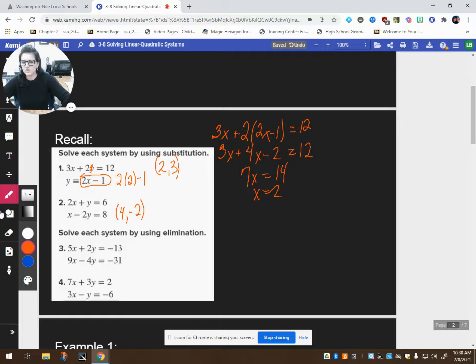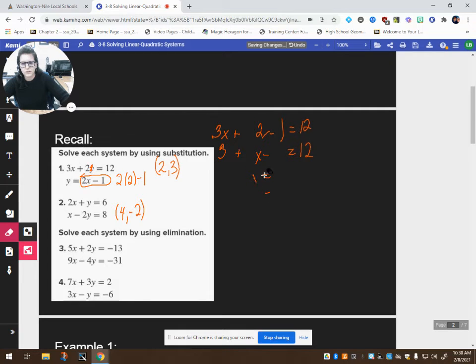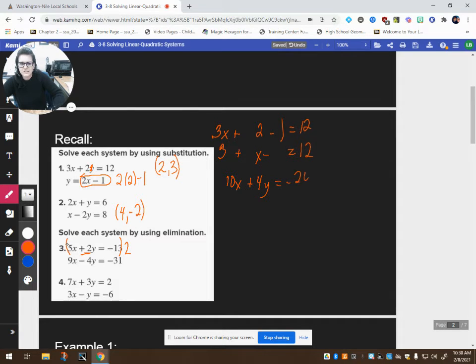Okay, and now we're going to look at this one, solving using elimination. So how do I solve using elimination? Well, we've got to get one of the variables to eliminate. So anyway, we want to eliminate one of the variables. When I'm looking at this, I see really quickly, if I could get this to be a positive 4, that's a negative 4, then it's going to eliminate. So to change 2 to 4, I'm going to have to multiply everything by 2. So I end up with 10x plus 4y equals -26. And then I still have my 9x minus 4y equals -31.